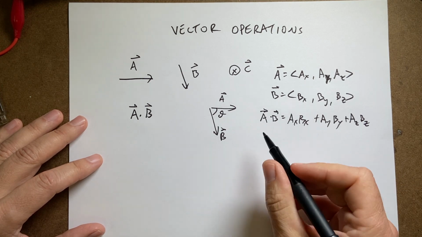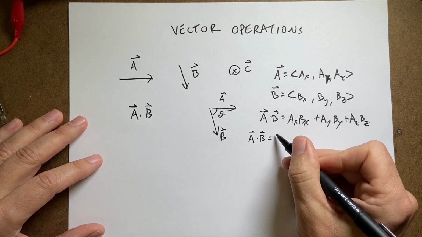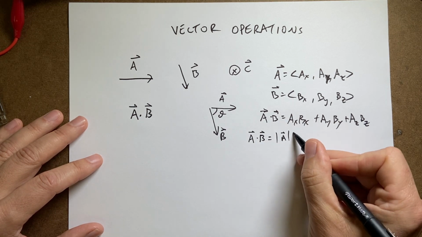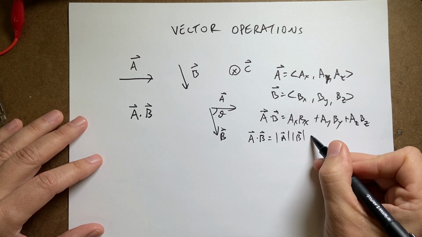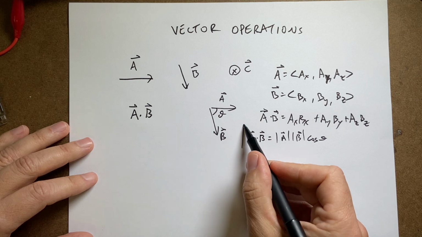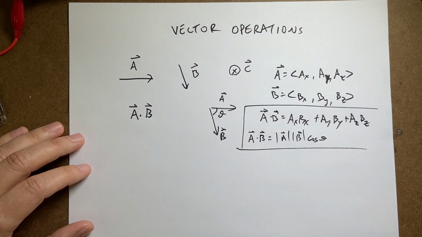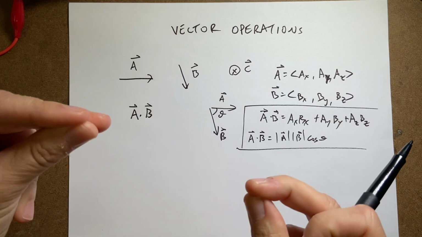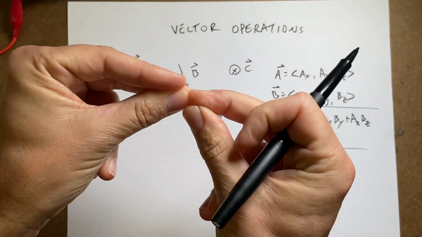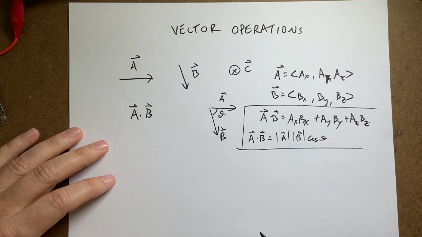That's important. Another way to do this, A dot B, is the magnitude of A times the magnitude of B times the cosine of the angle between them, if you know that. So those are two ways to get the dot product, also known as the scalar product, because it's a way of operating two vectors together, and gives you a scalar answer.